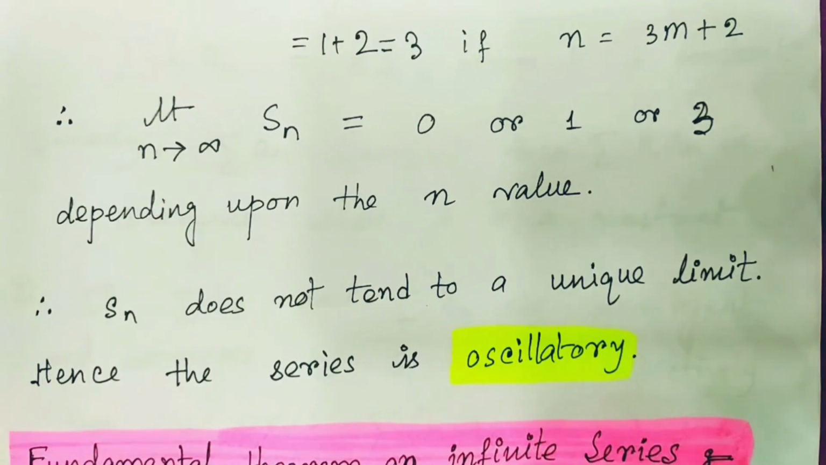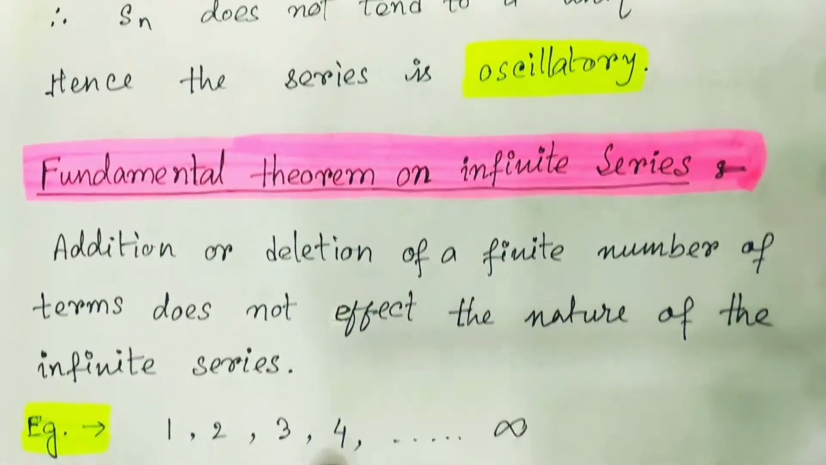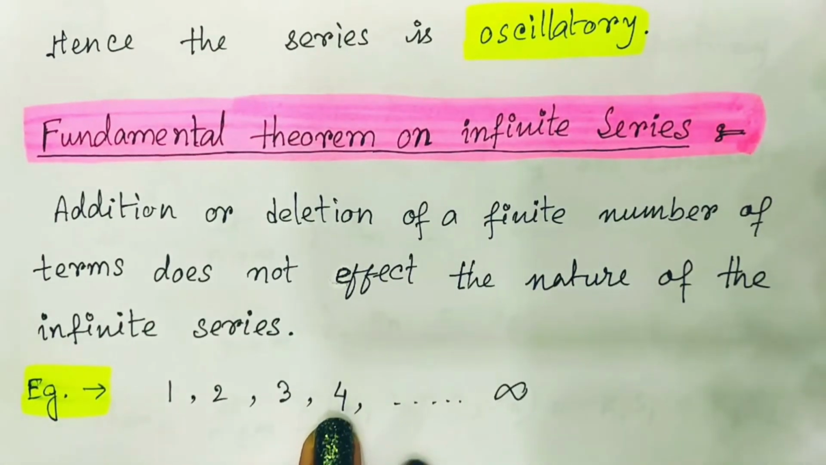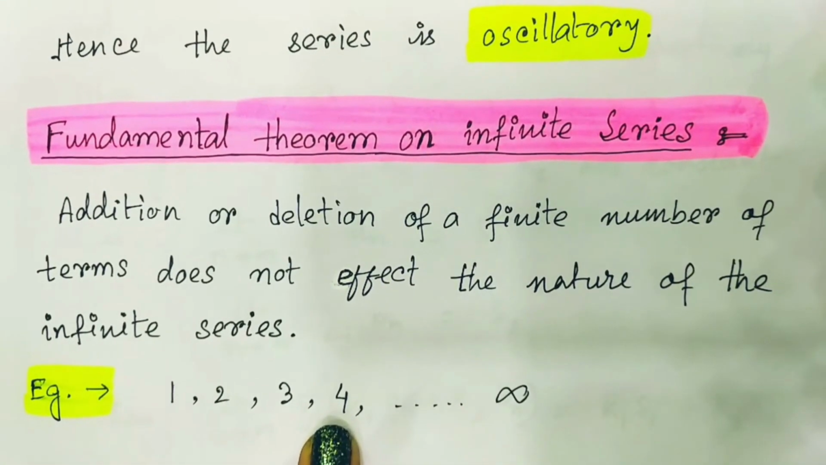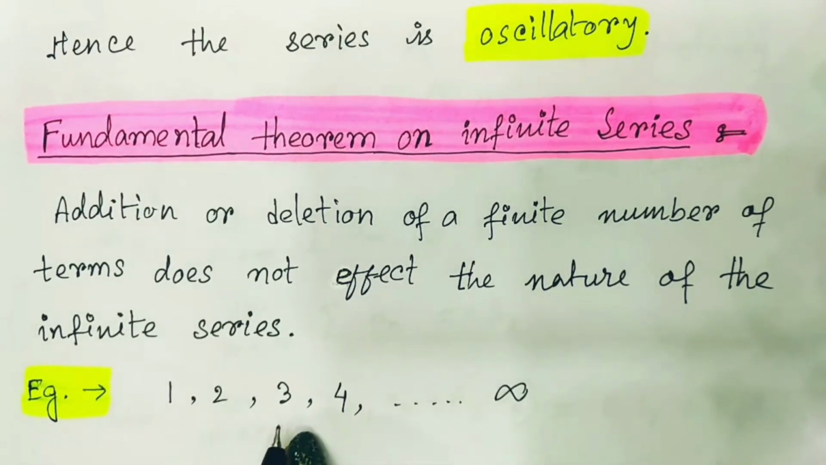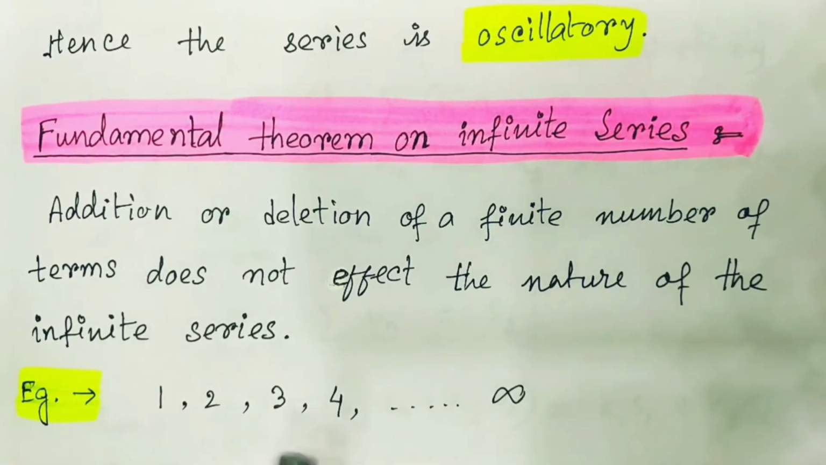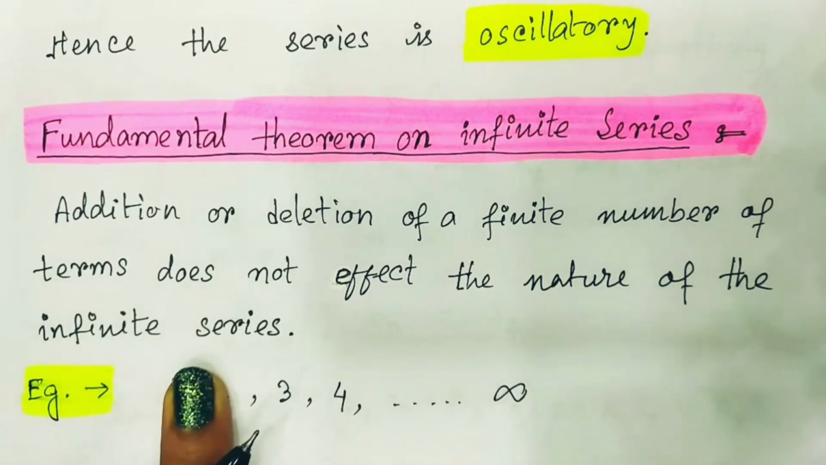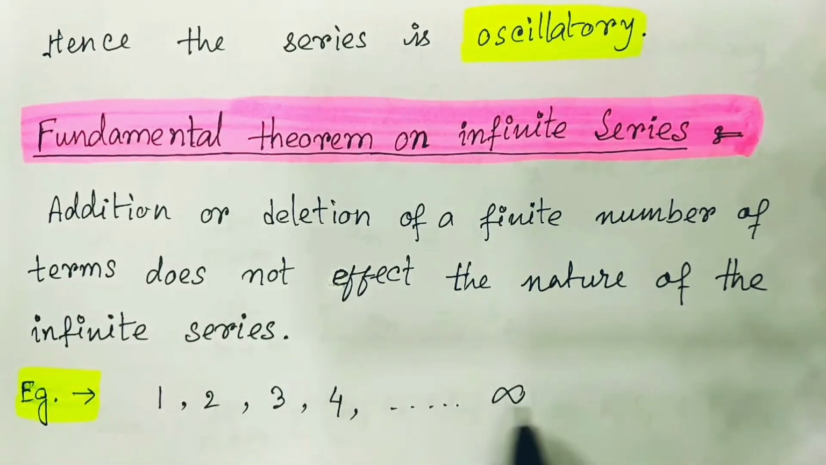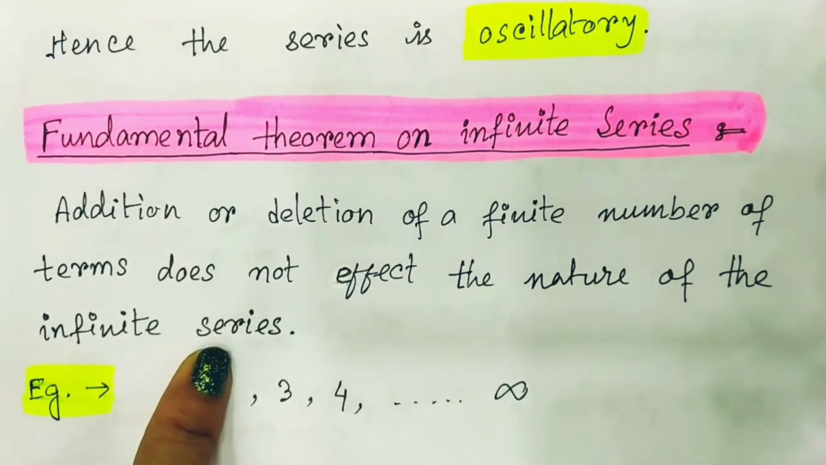Now it is time for the fundamental theorem on infinite series. What does this fundamental theorem say? It says that addition or deletion of a finite number of terms does not affect the nature of the infinite series. For example, consider the series 1, 2, 3, 4 going up to infinity. Now if we delete a few terms, suppose we delete 1 and 2. Usually this series is a divergent series.